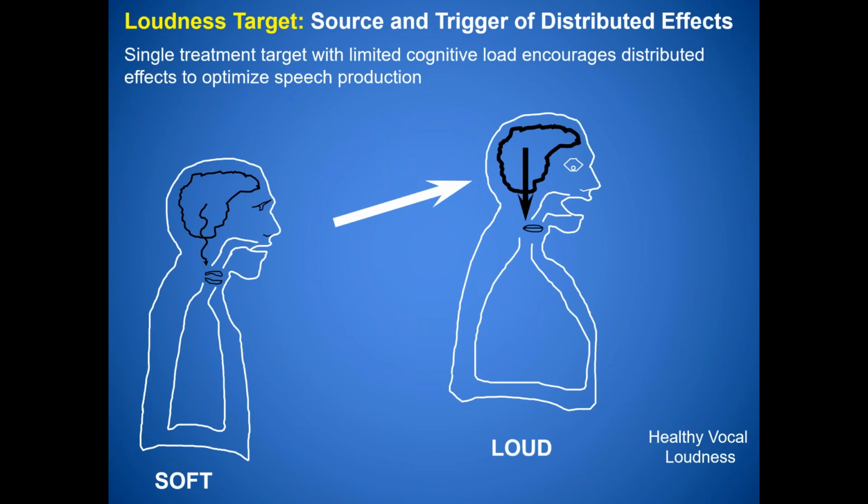So the idea of targeting loudness is that we're basically providing a source for sound production that triggers distributed effects across the speech mechanism, including respiration, including articulation and resonance. So by having a single target, a treatment target of healthy vocal loudness, we also limit the cognitive load and at the same time encourage this distributed effect across the entire speech mechanism, as indicated with this cartoon here. Next slide.